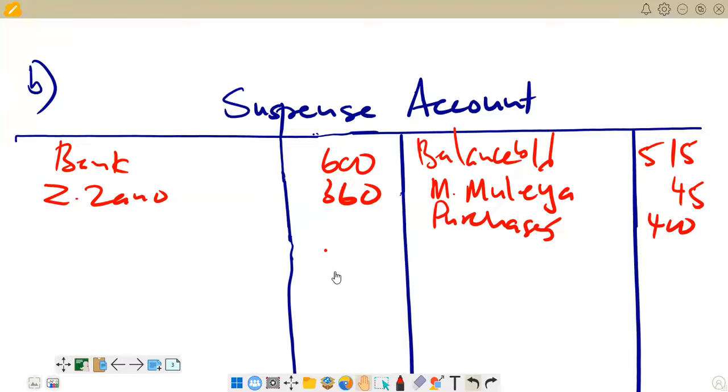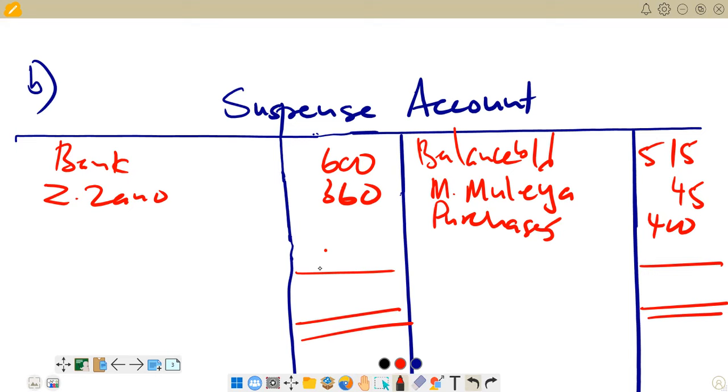So if you add the total of the debit, the answer that you get should be the same as the total of the credit. There's no balance carried down in the suspense account. We don't carry any balance to the next financial period. So here you're just going to put our double lines. And what we are saying is if you add 600 and 360, the total that you get should be the same total as you add the 550 plus 45 plus 400. So let's do that. 600 plus 360, here you're going to get 960. So if you add 515 plus 45 plus 400, you also get 960. So this total is the same as this total. So this suspense is balanced.